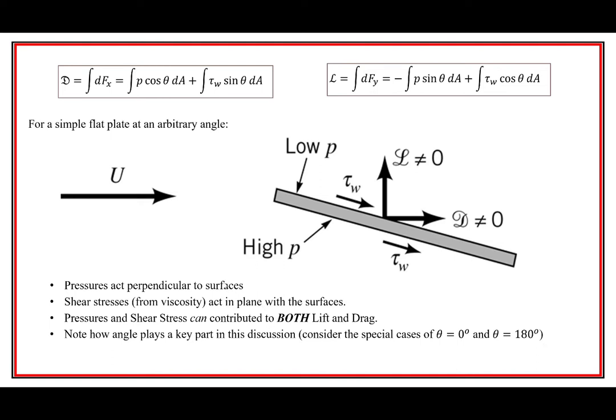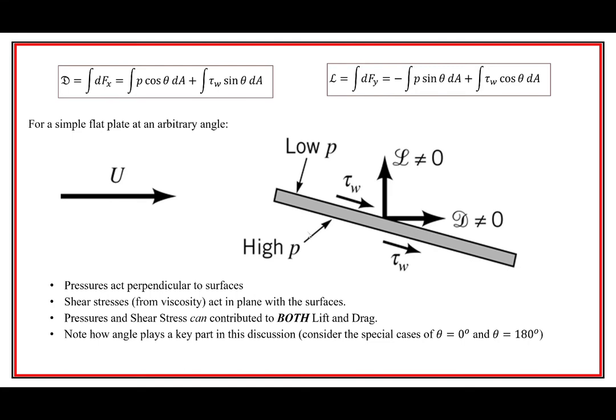So there's really going to be 0 lift at 0 degrees of angle, and there's really going to be 0 lift at 180 degrees of angle. And at 0 degrees, pretty much entirely, it depends how thin this is, but almost entirely the drag is going to be due to the shear instead of the pressure. And then at the 180, the drag is really going to be entirely due to the pressure instead of the shear.